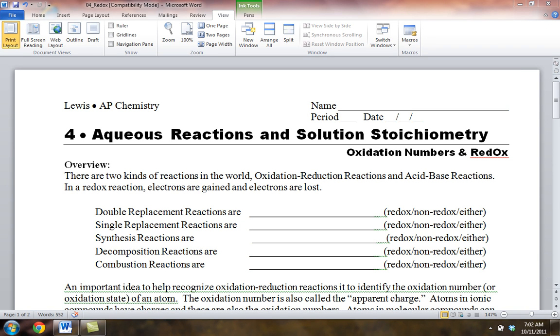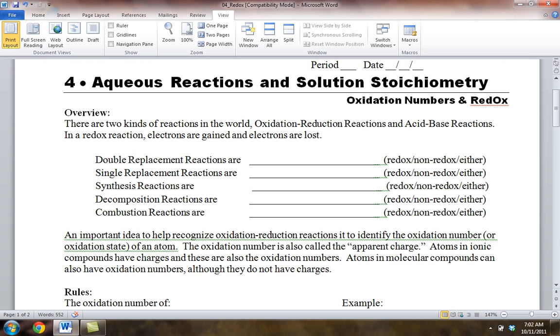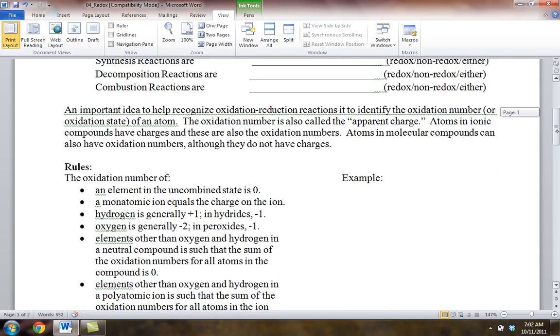Alright, today we're going to work on assigning oxidation numbers. Assigning oxidation numbers will help us to determine what kind of reaction we have. In the world, we really only have two overall types of reactions: redox reactions and acid and base reactions. So today I'm going to give you a brief tutorial on how to assign oxidation numbers. Assigning oxidation numbers will help us to determine if something's a redox reaction or not.